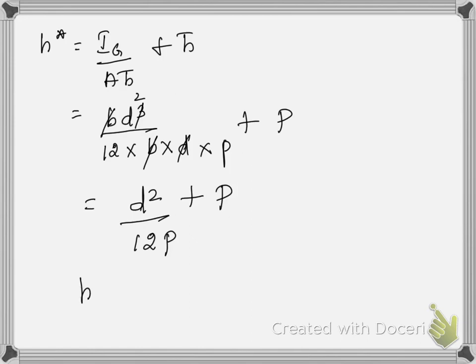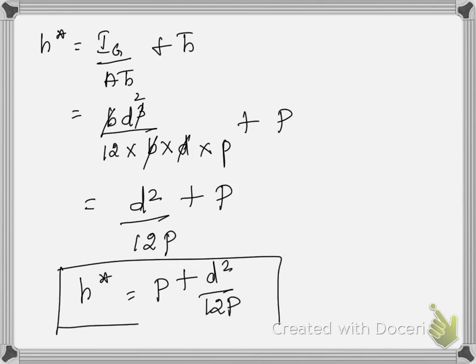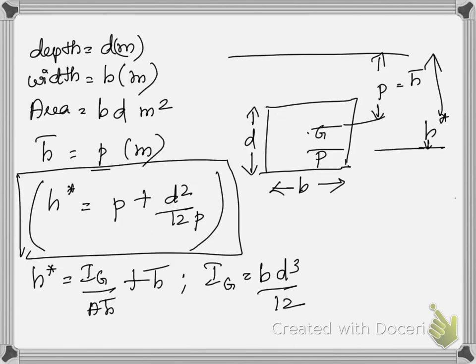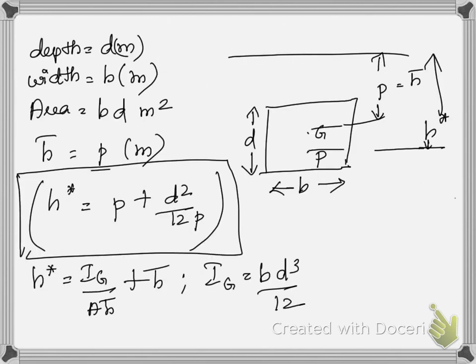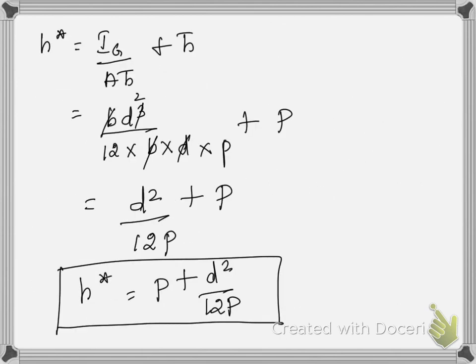So my H star is equal to P plus D squared by 12P. We have proved it. You can see here P plus D squared by 12P. I forgot to write that P. So we have proved this.